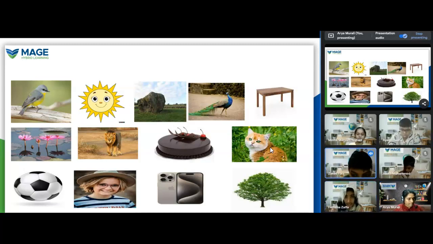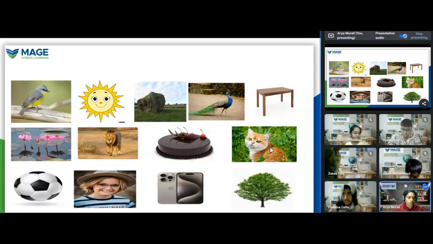Ma'am, let me just get my Hindi notebook. What? Okay, okay, you can go get it first. Fatima, what did you say? Can we write it as a table? Yes, yes, you can.